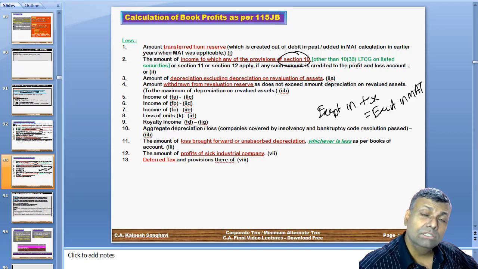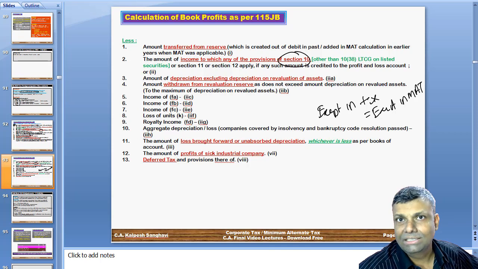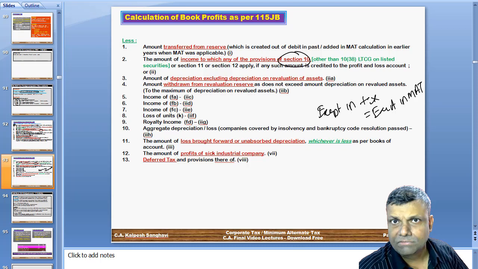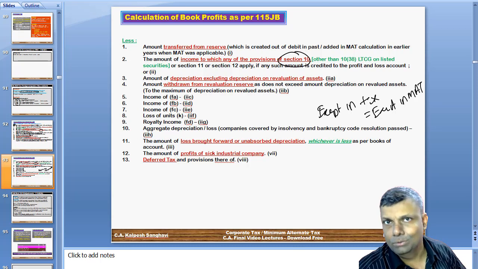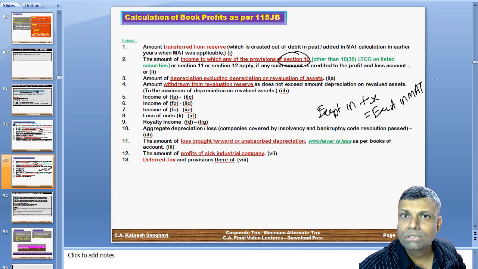But the style in which it is to be calculated, the style in which it is to be presented, is that the entire gross income you show separately, and gross expenses you show separately, with respect to section 10. But this question has not given us that data. Question has not given, so we cannot use it to that extent. So the question has printed the net figure. I will also use the net figure.